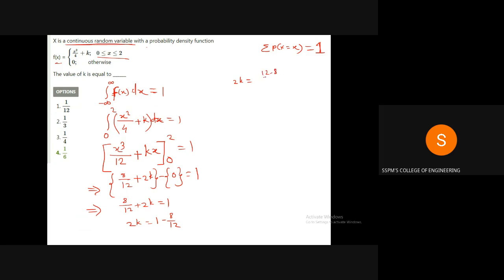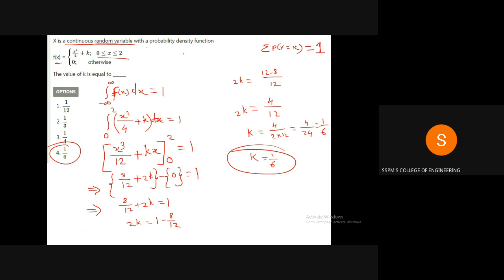12 minus 8 divided by 12, which is equal to 4 divided by 12. This 2k is equal to 4 divided by 12. Therefore, k is equal to 4 upon 2 into 12. That is 4 divided by 24. That is 1 by 6. That is, k is equal to 1 by 6. So this is the correct value of k.